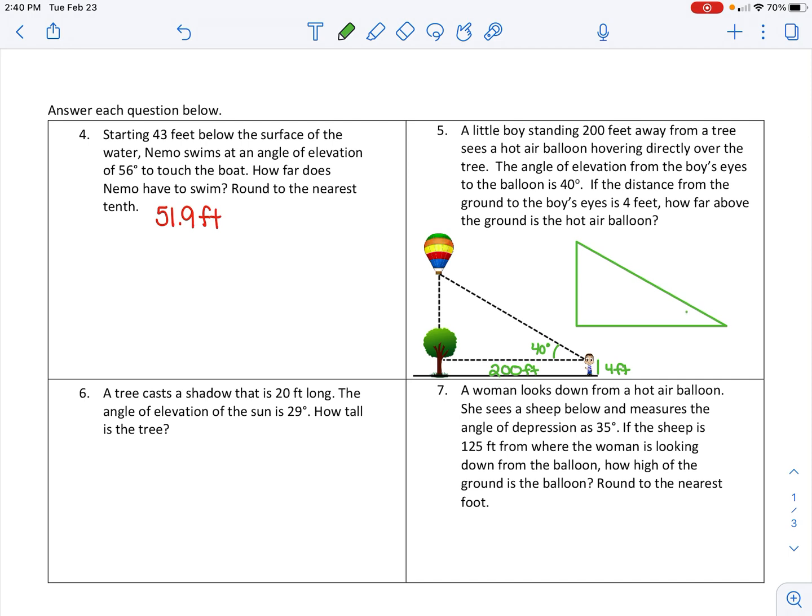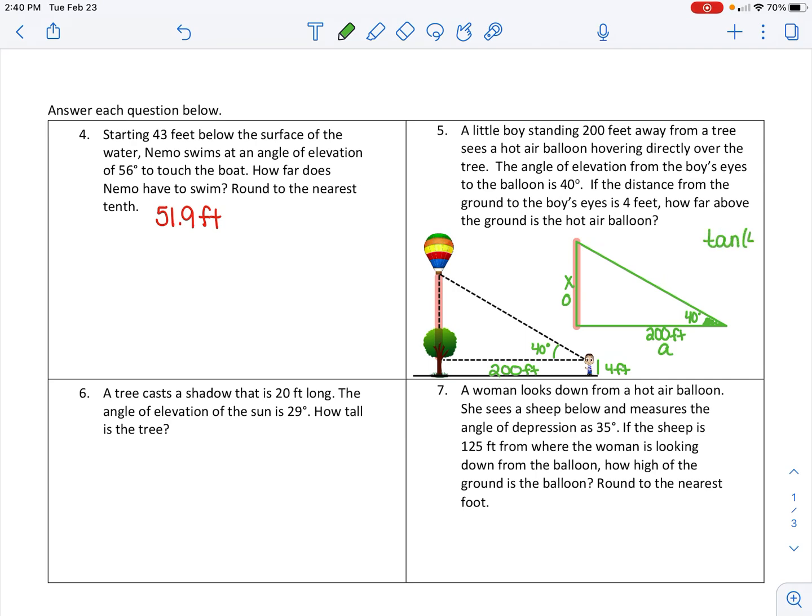And I have some labels here. I have 40 degrees. I have 200 feet. And then I would need to find X. So I need to find the distance from the hot air balloon to the boy's sight of the tree. Okay, so I'm trying to find that distance first, which is going to be my X. Okay, in order to find that, I'm going to use trig, so I have to label my sides. In relationship to this 40-degree angle, I have my opposite side, and I have my adjacent side. So I'm going to be using tangent.